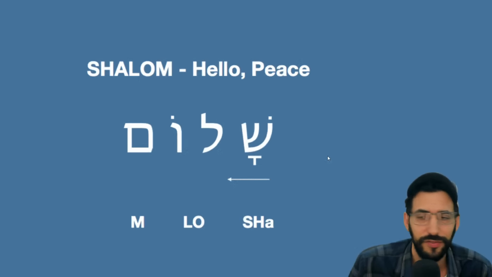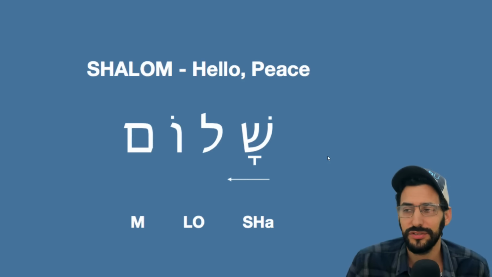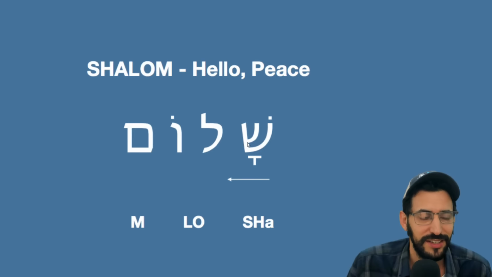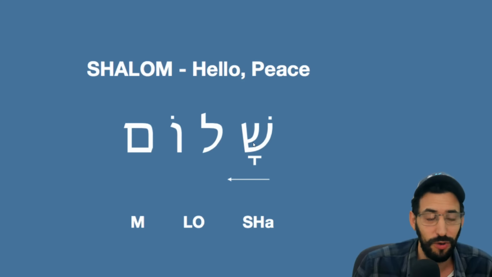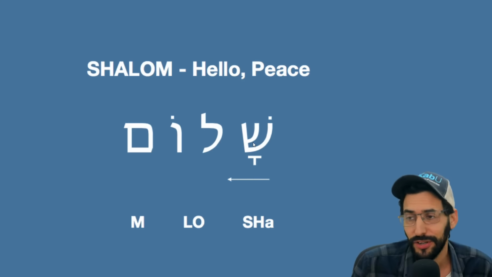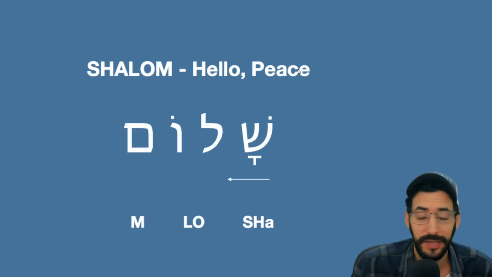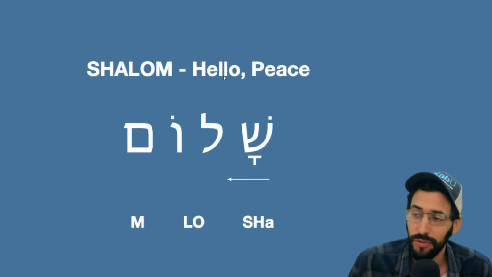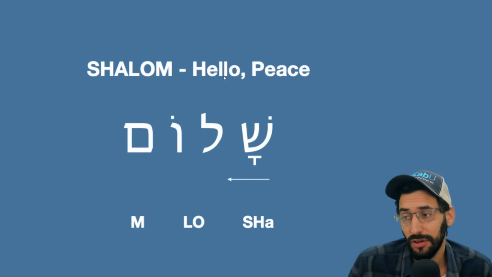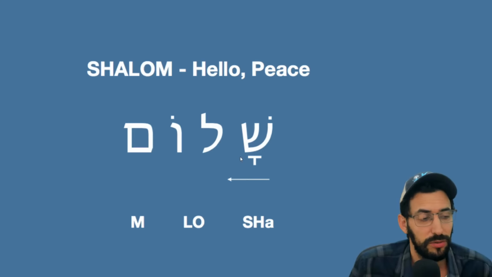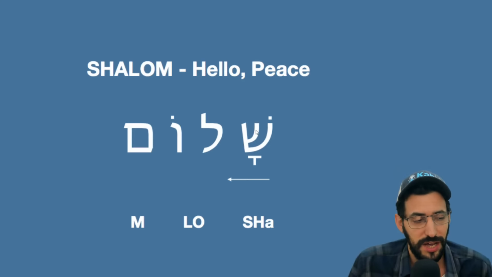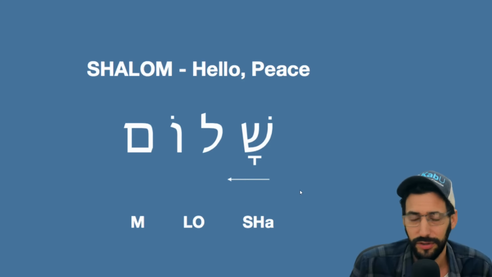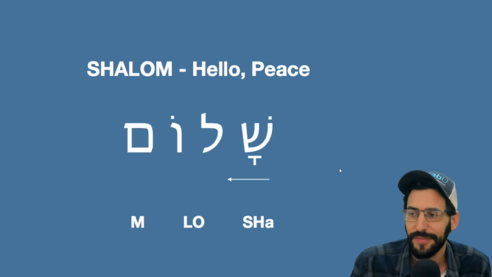So let's start off with the technical root. We'll start off with the word that you see here, which is shalom. Some of you might know what shalom is. It's a pretty well-known word. It means peace, and it also means hello. So you say shalom, basically hello. Hebrew is read from right to left. So shalom, that's the word. You don't have to know how to read it yet. We're not there. I just broke it down so you can see.